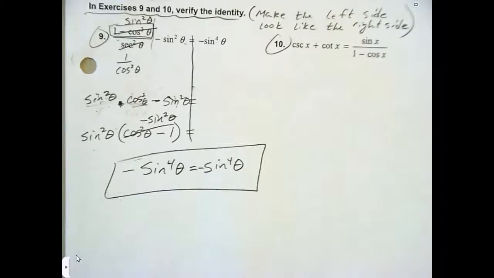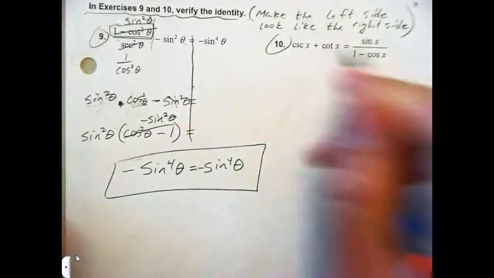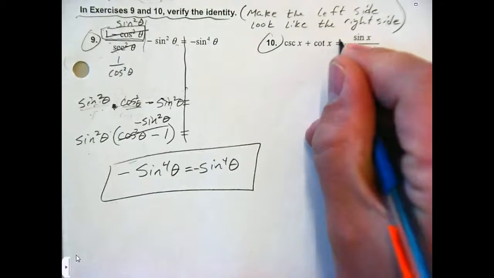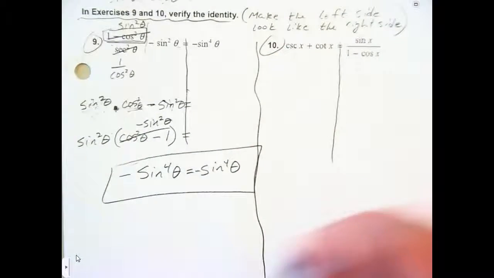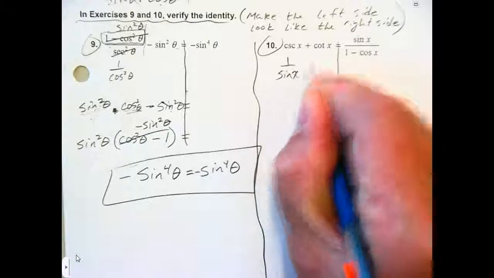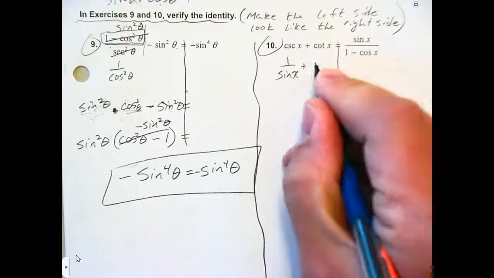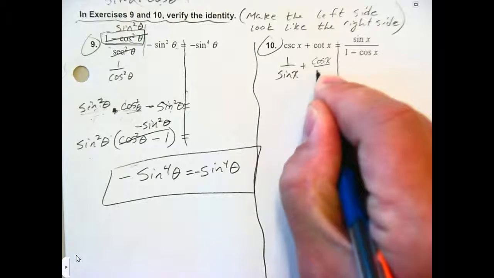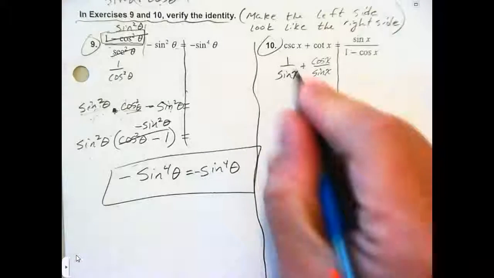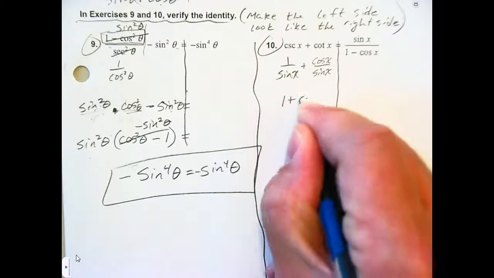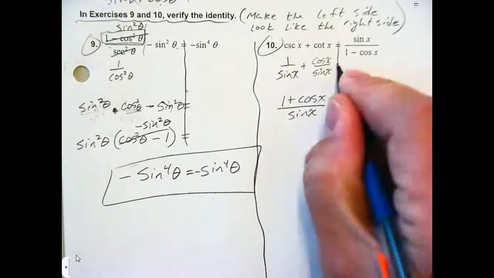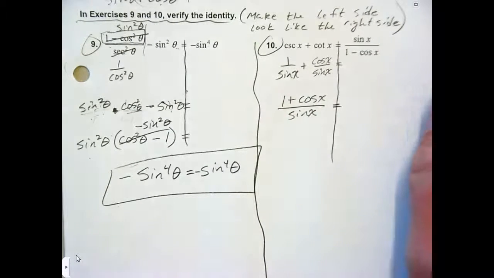I got to 1 plus cosine x over sine x. So cosecant x plus cotangent x. All right. Cosecant is the same thing as 1 over sine. Cotangent is the same thing as cosine over sine. Which is convenient, because they have a common denominator. Now we have 1 over sine x plus cos x over sine x. I know, I thought it was funny too.